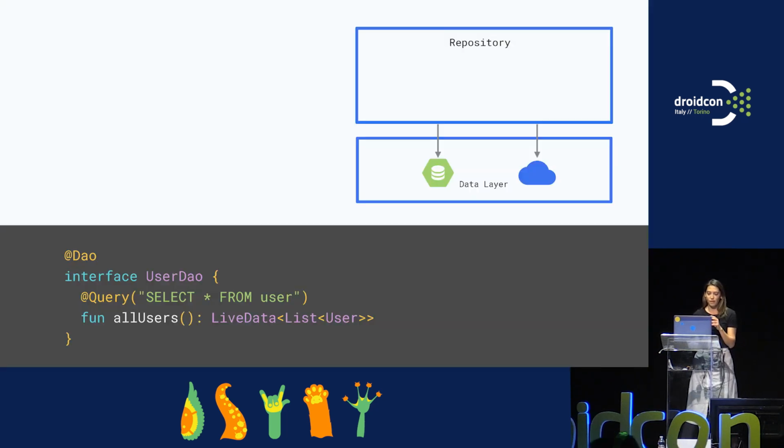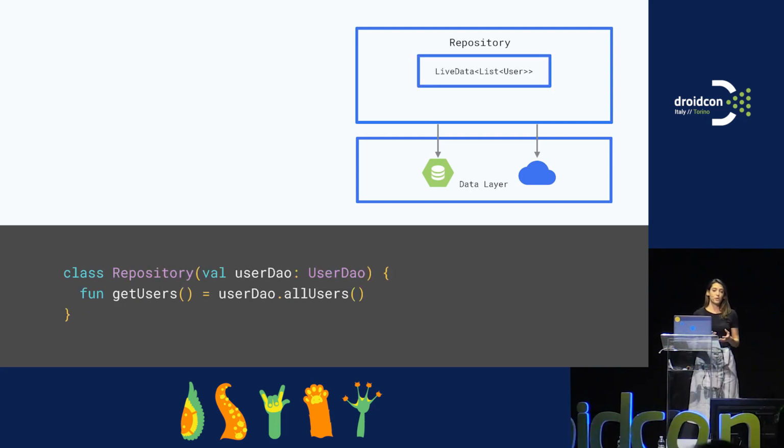So when we're talking about handling lists, and in general handling data, we will probably work with a repository. And that repository would work with a database and with a backend. So probably if you're using Room, your DAO would look something like this. You would return a LiveData of a list of User.